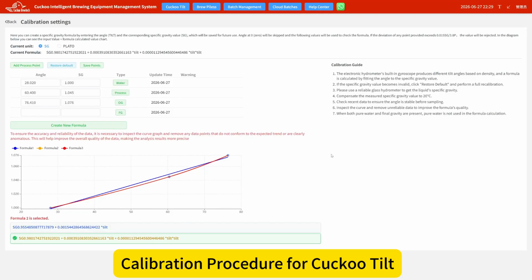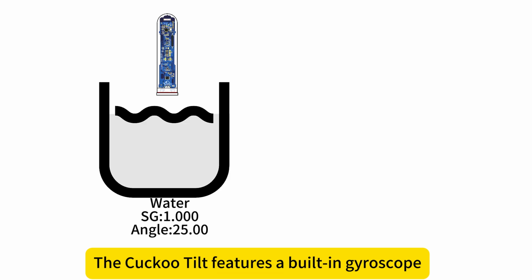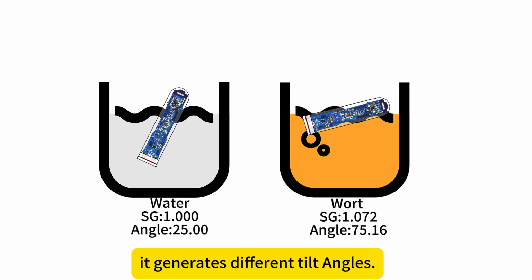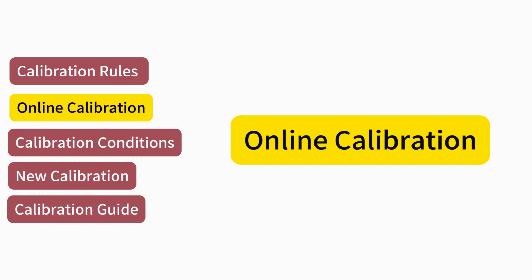Calibration procedure for Cuckoo Tilt. The Cuckoo Tilt features a built-in gyroscope. According to the different densities of liquids, it generates different tilt angles.